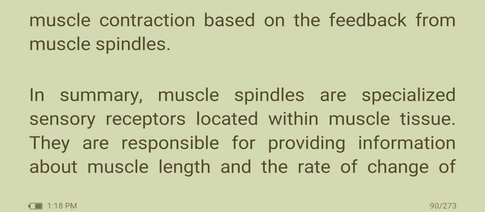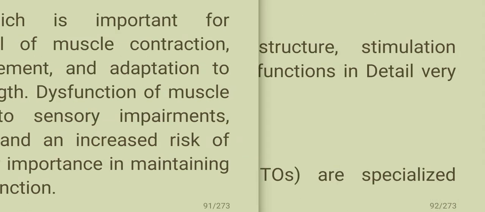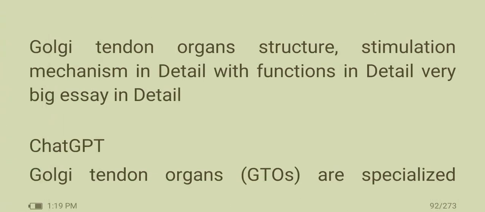In summary, muscle spindles are specialized sensory receptors located within muscle tissue. They are responsible for providing information about muscle length and the rate of change of muscle length, which is important for proprioception, control of muscle contraction, feedback during movement, and adaptation to changes in muscle length. Dysfunction of muscle spindles can lead to sensory impairments, movement disorders, and an increased risk of injury, highlighting their importance in maintaining normal physiological function. So next, Golgi tendon organs.